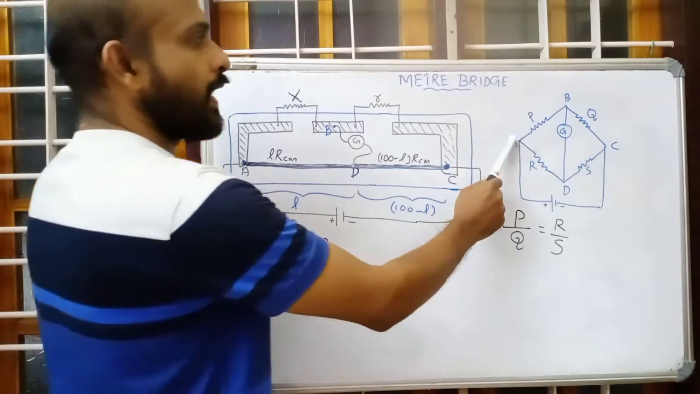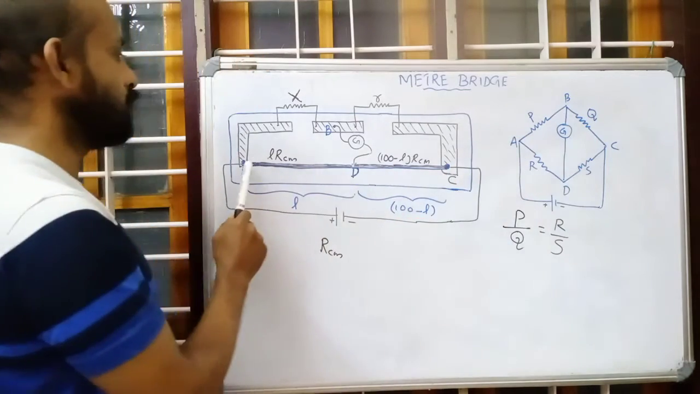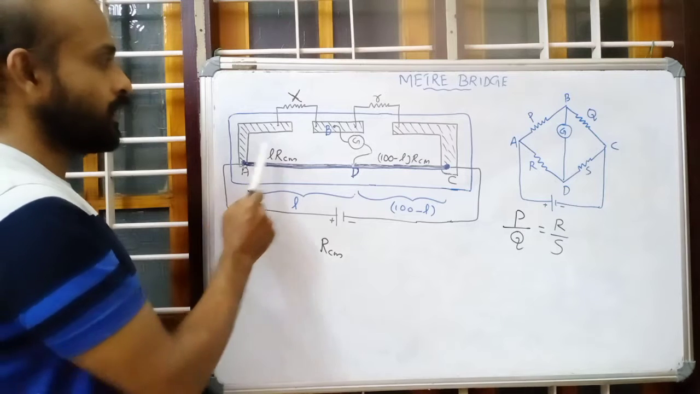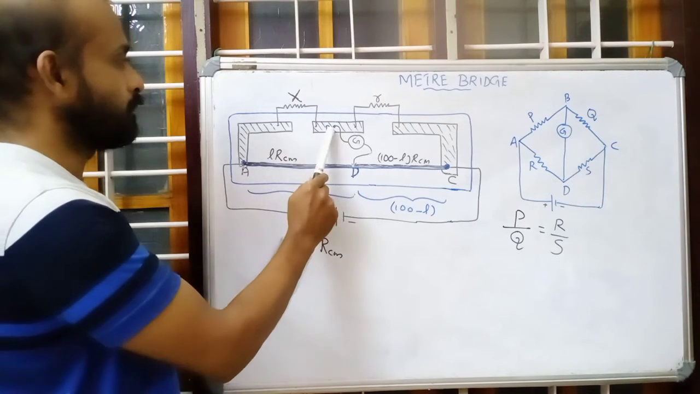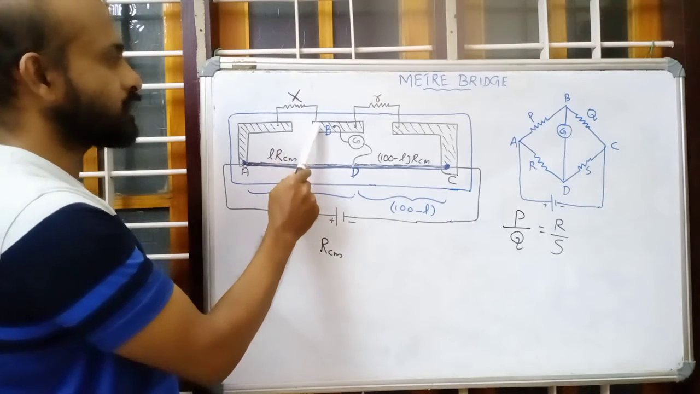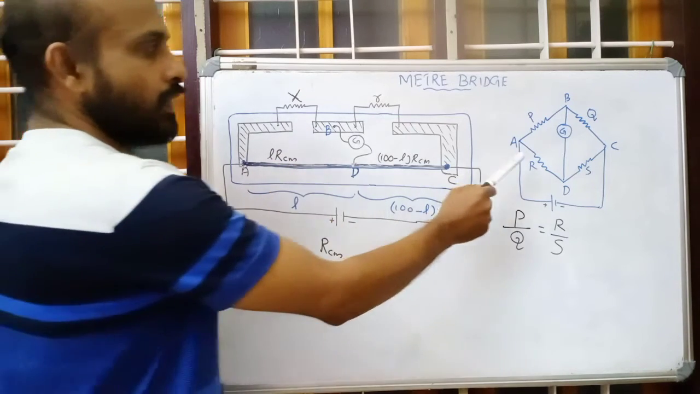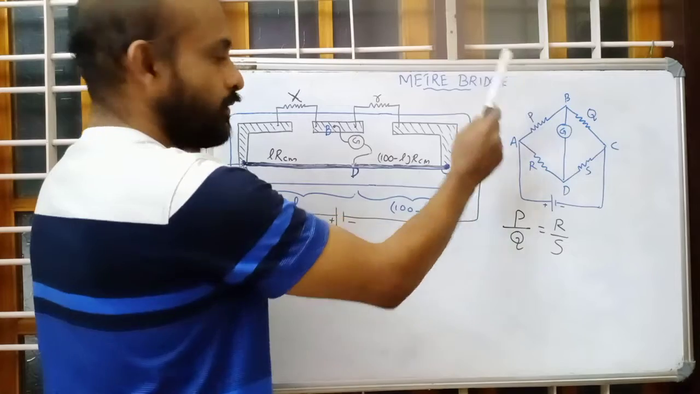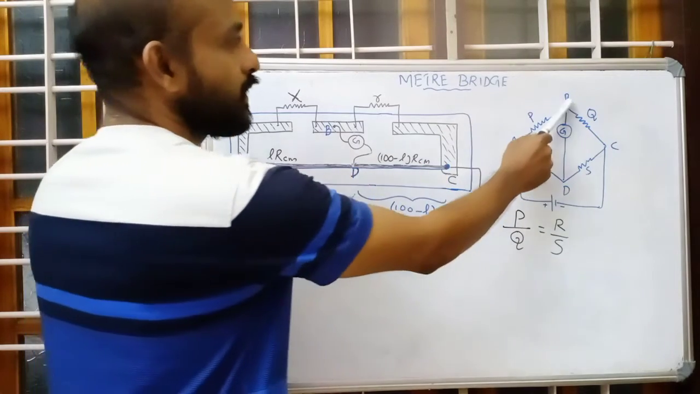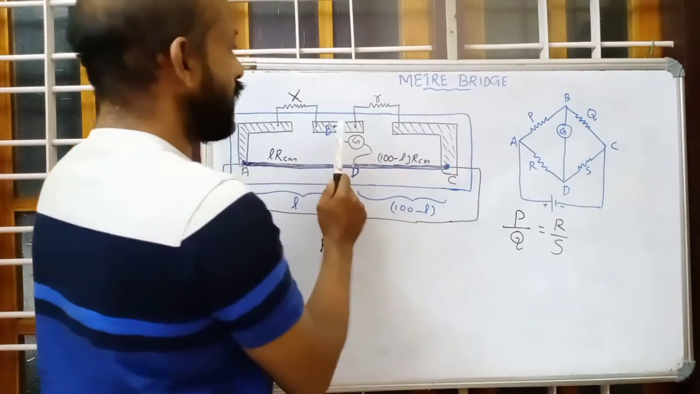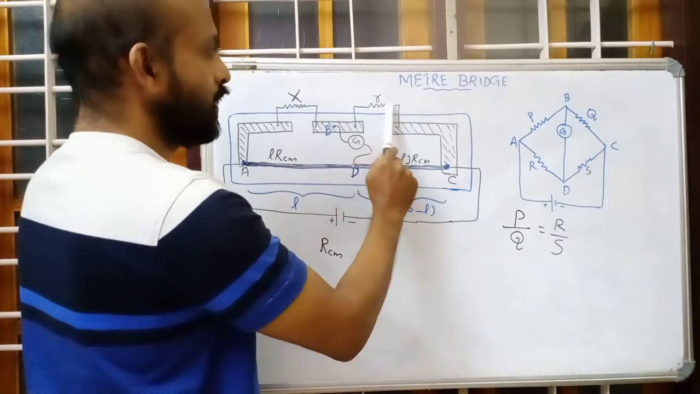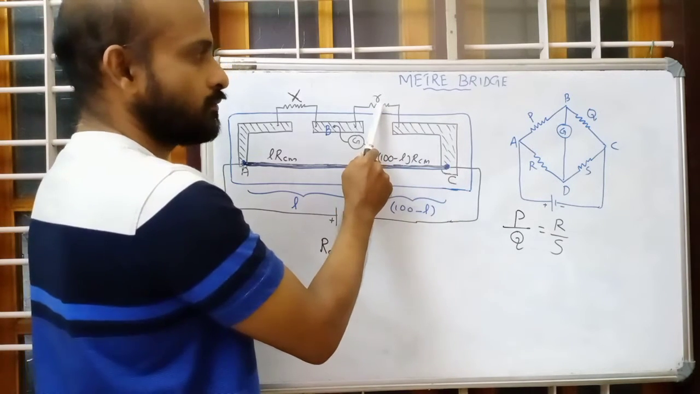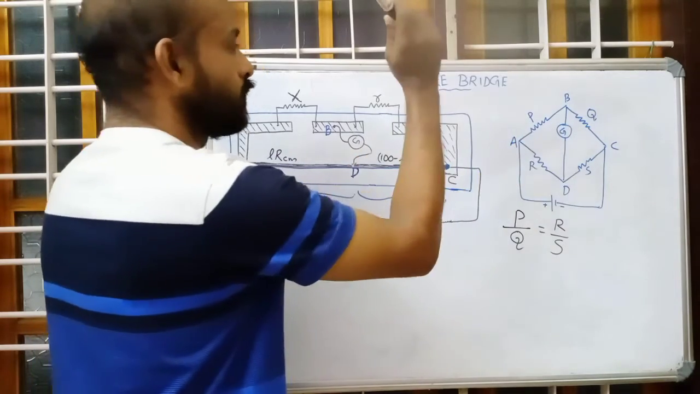You can see A and B. Here also we have A and B. This corner is marked as A, and the middle point here is marked as B. In the AB section we have a resistance X. Here in the AB section we have resistance P. Now we have BC. In BC we have Q here. From B to C we have a small r, so it is equal to Q.